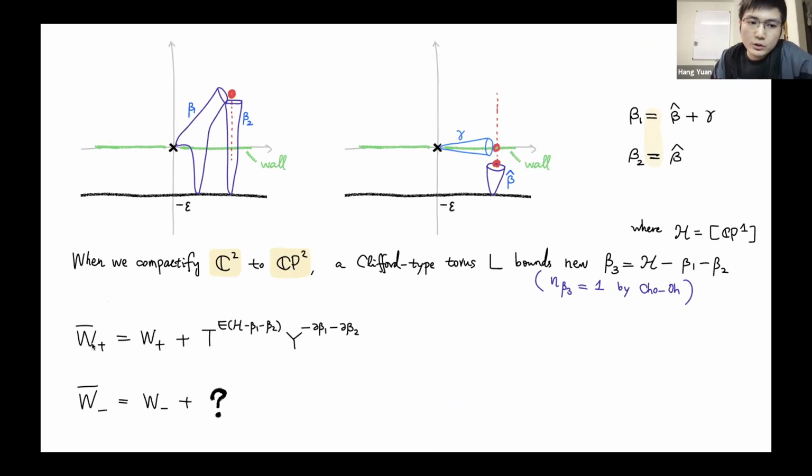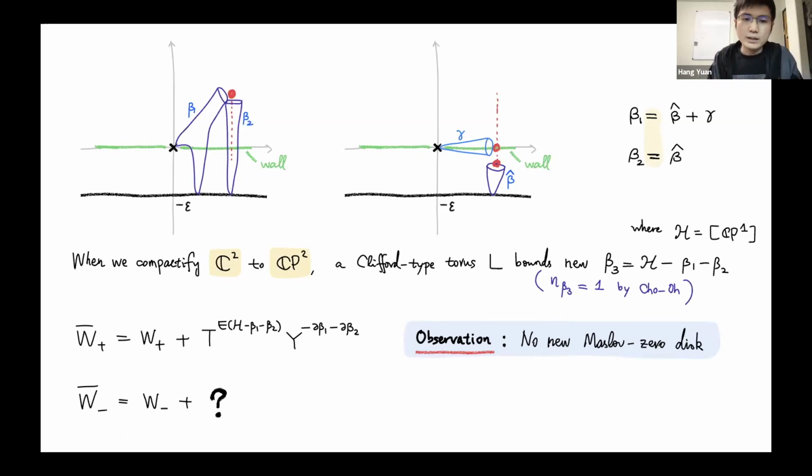And for the Clifford superpotential, it is easy to know what is the additional term because of the work of Cho. But it is not very straightforward to see what is the additional term for the Chekanov superpotential. And here is the observation.